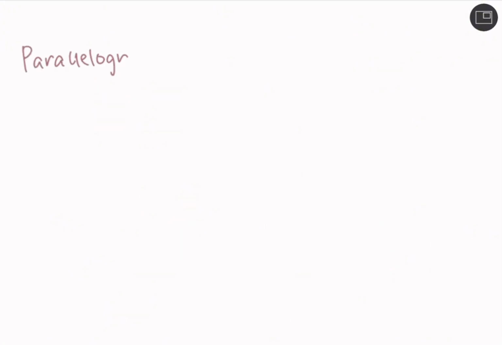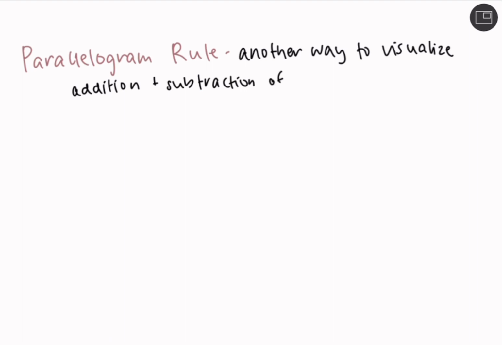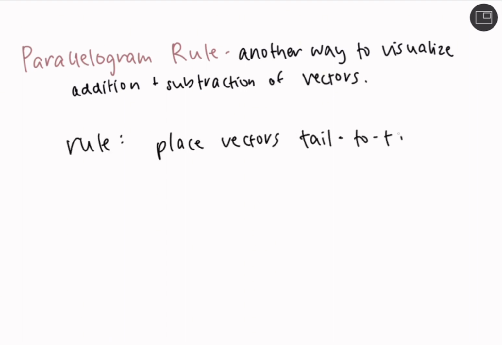Alright, so now let's move on to the parallelogram rule. The parallelogram rule is just another way to visualize addition and subtraction of vectors. What you would do is place the vectors tail to tail, and then draw a certain diagonal depending on whether you are adding or subtracting those vectors. So what did that just all mean? Well, let's do an example.